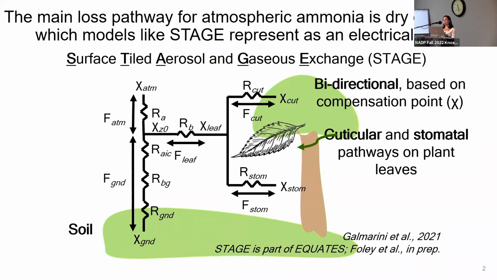And one last thing I want to mention about this process is that ammonia dry deposition, unlike other species we might think of that have large loss through deposition, like ozone, is bidirectional, parameterized based on a compensation point. So ammonia can be re-emitted following its deposition.